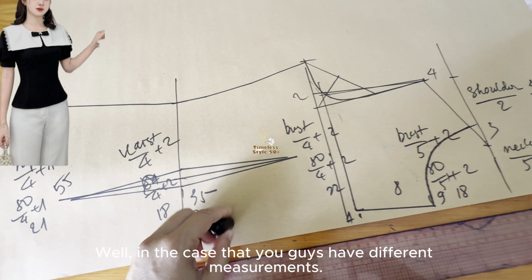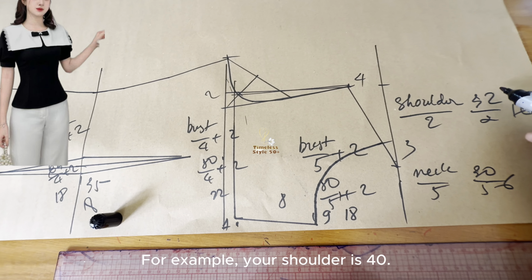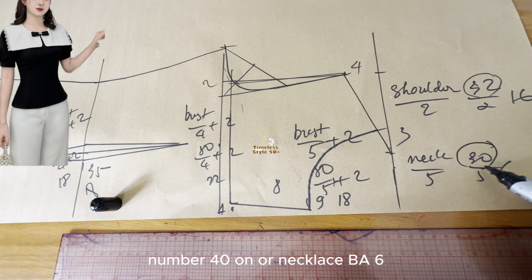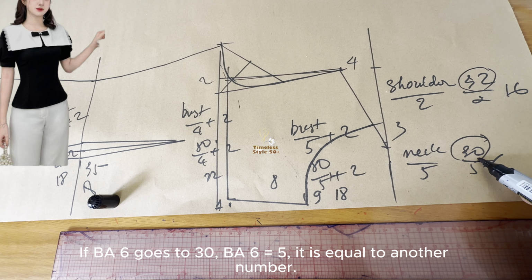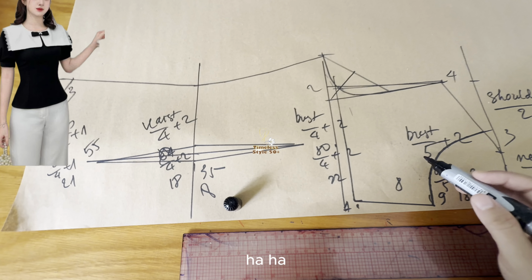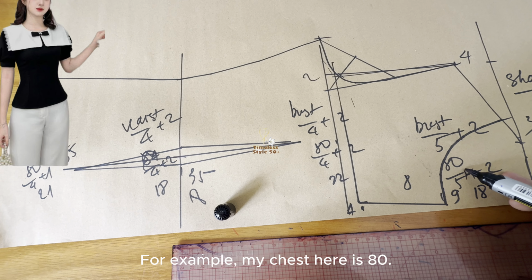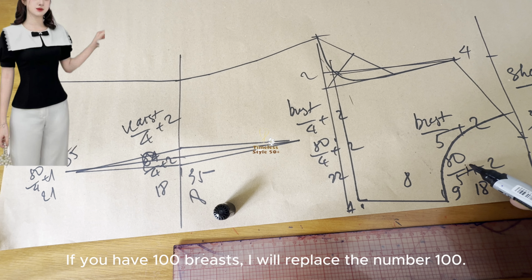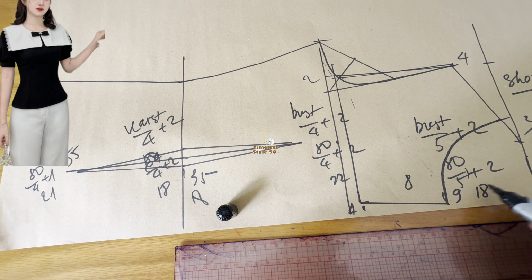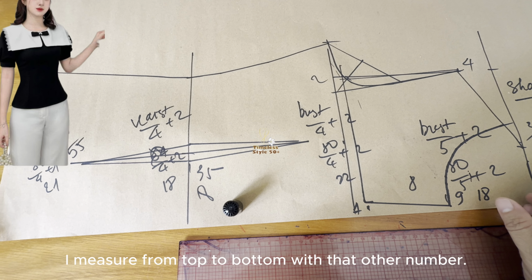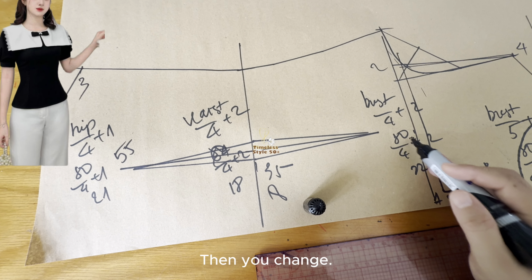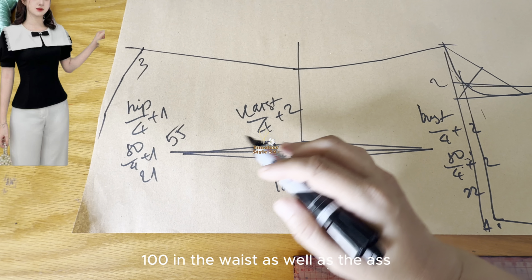Well, in the case that you have different measurements, for example, your shoulder is 40, or your bust is 6, then you change. If bust 6 goes to 30, you measure it with another number. For example, my chest here is 80. If you have a 100 bust, I will replace it with 100 divided by 5, plus 2, and we get another number. Measure from top to bottom with that other number. My bust size is 100, then you change the waist as well as the hip.